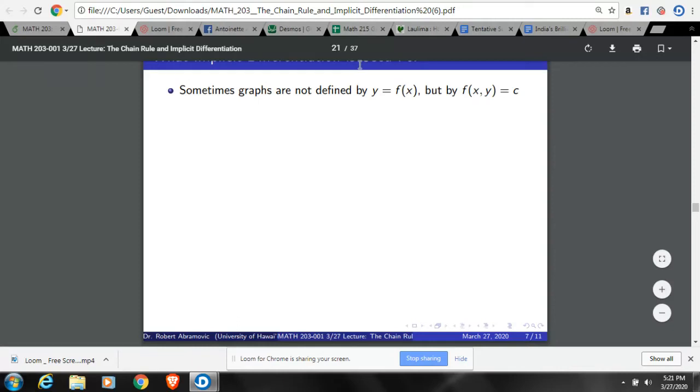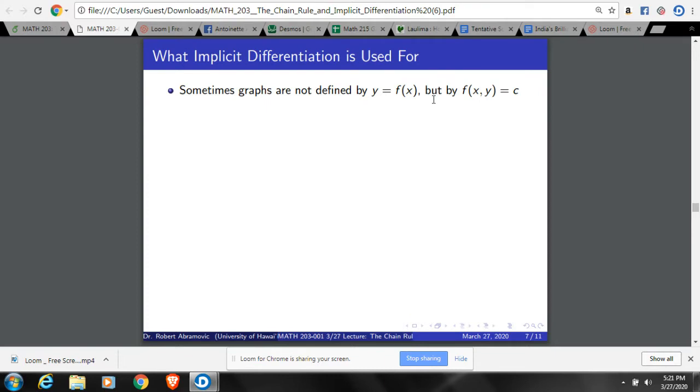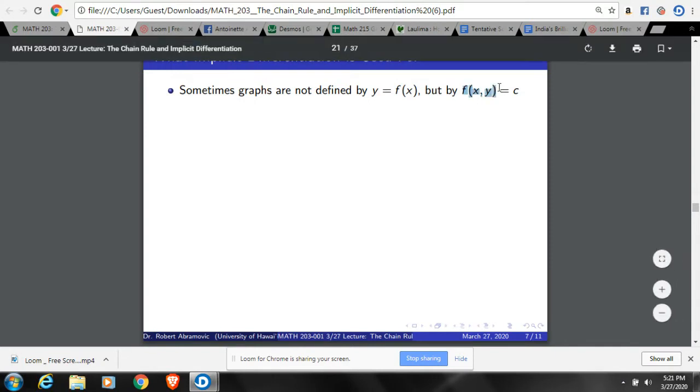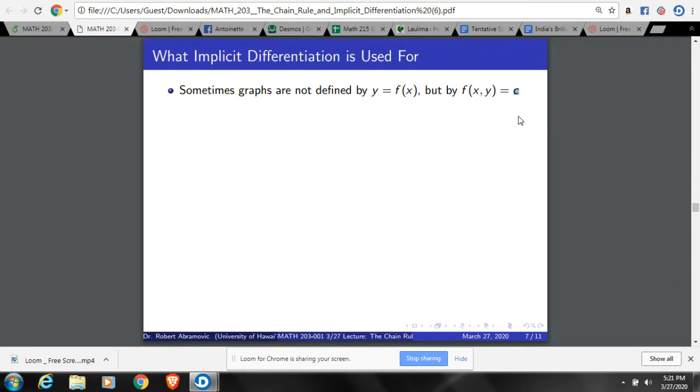Okay, so welcome back. We're going to go over the second topic, which is implicit differentiation. And so why do we care about implicit differentiation? What is implicit differentiation used for? Well, a graph is not always given by y as a function of x. Sometimes it's given implicitly by f of x comma y is equal to a constant, and its solution can be graphed in the xy plane, a set of points x comma y that satisfy this equation.